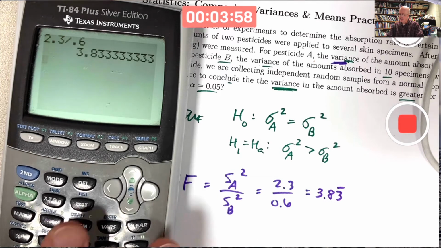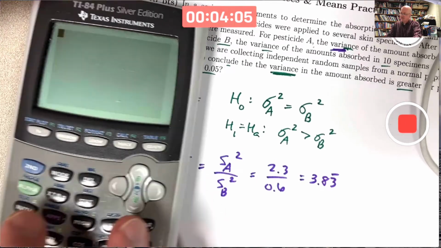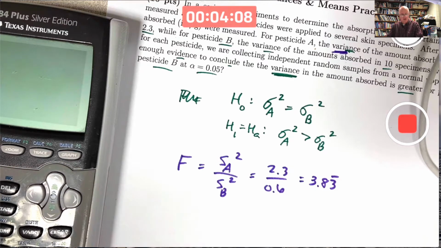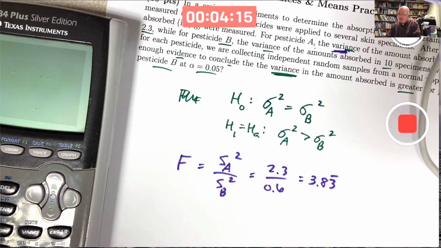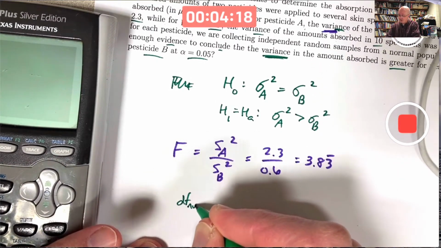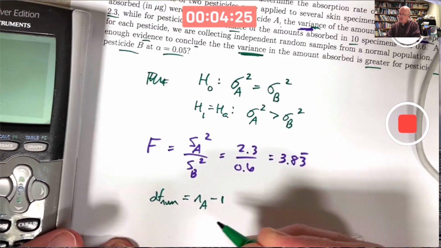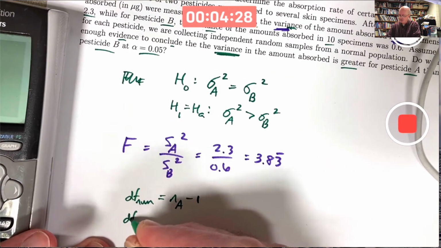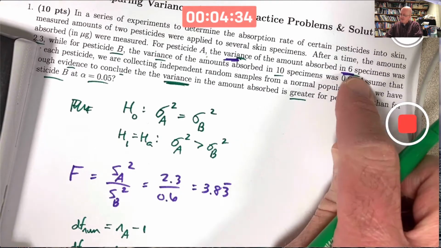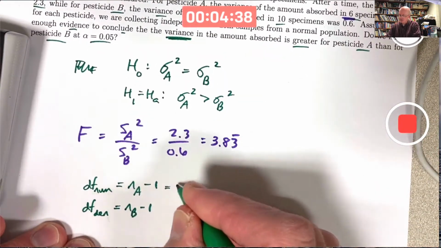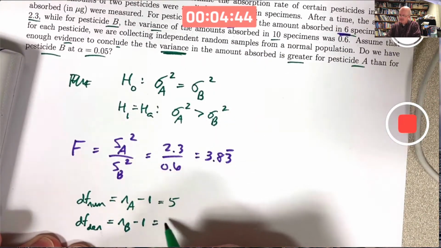Okay, so how do we now do this test? With technology, we can do an F test. We do need to know the degrees of freedom that are associated with this F statistic. There's certain degrees of freedom for the numerator and certain degrees of freedom for the denominator. I could write df num for numerator. That's n sub A minus 1, the sample size for pesticide A minus 1, and the degrees of freedom for the denominator, n sub B minus 1. The sample size for pesticide A was 6, so 6 minus 1 is 5, and the sample size for pesticide B was 10, so this is 10 minus 1 is 9.